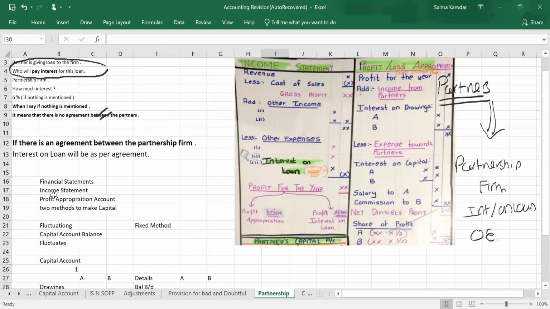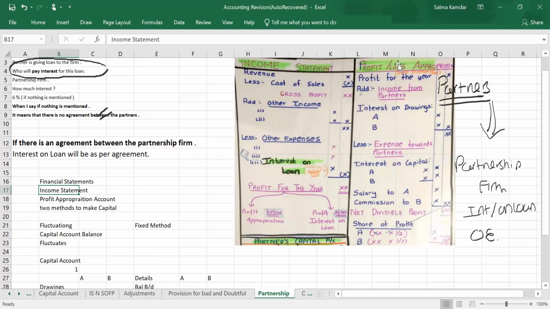In the partnership account, we first make the income statement. In the income statement, there is only one new thing, the interest on loan. Whether the question tells you or does not tell you, you will calculate the interest on loan. If it tells, you will calculate at that percent. If it does not tell, 6%. This is called profit for the year, or profit before appropriation, or profit after interest on loan.